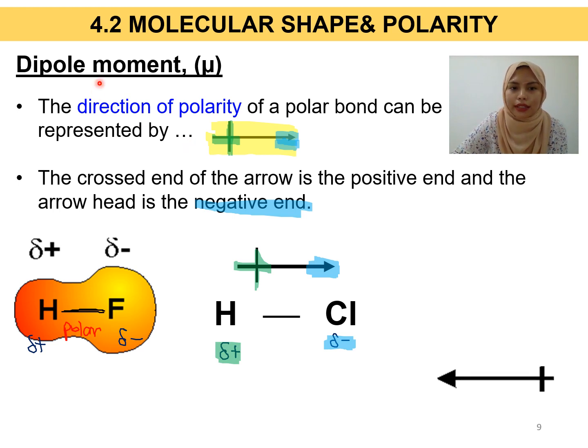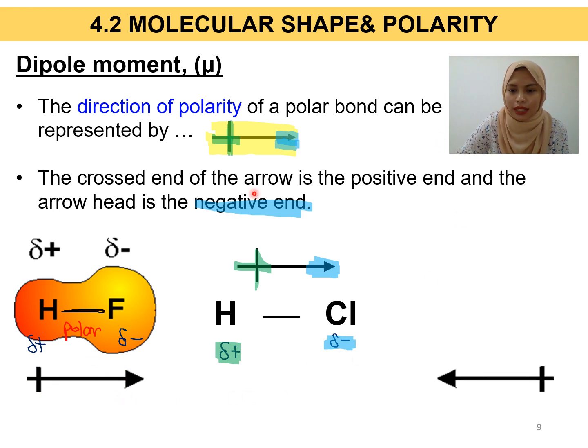So kalau you nak describe the direction of polarity between the atoms, you boleh describe dia by this dipole moment arrow ya. And kita akan describe the direction of polarity daripada less electronegative to the most electronegative atom. So you will expect the arrow dipole moment untuk molekul HF ni akan bergerak daripada H kepada F. Okay, so dia akan bergerak begini.